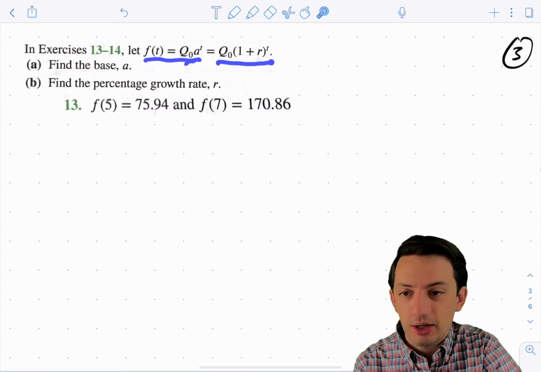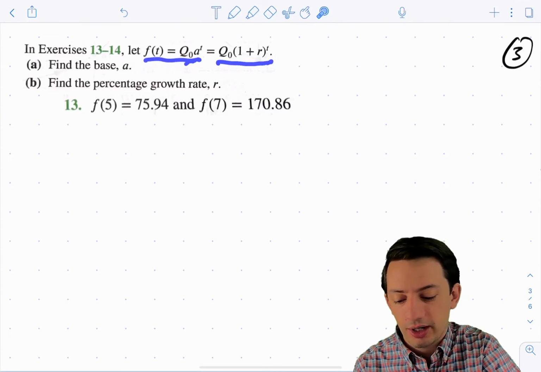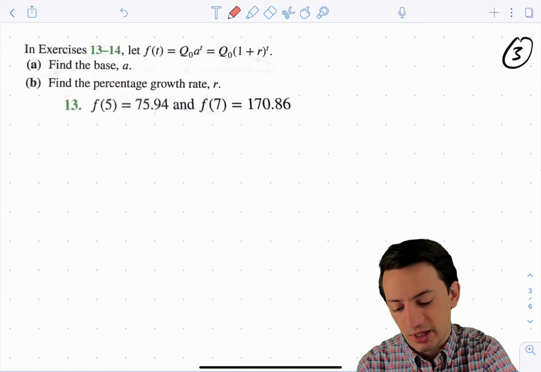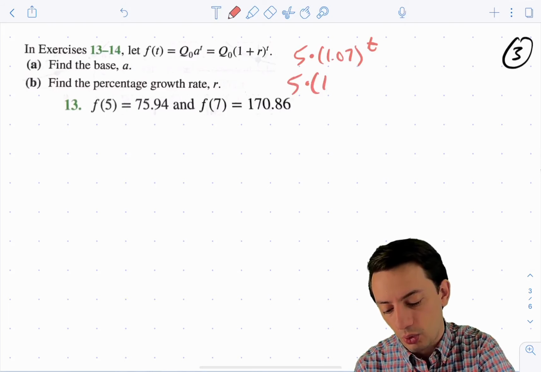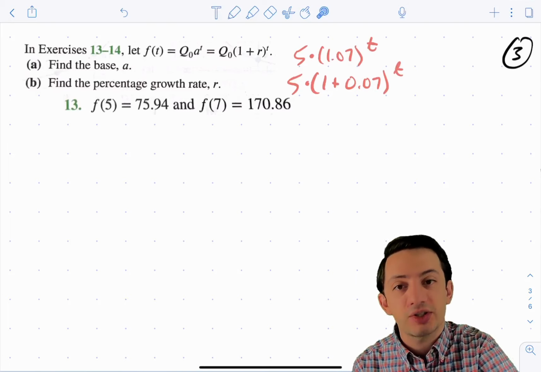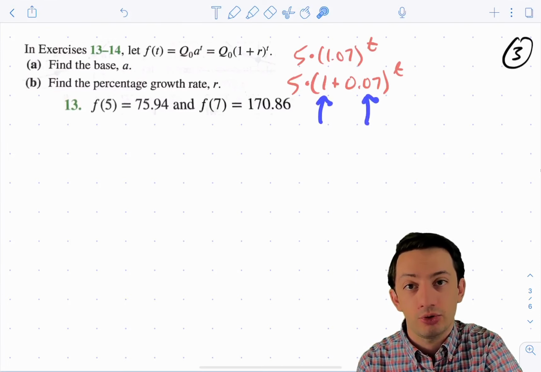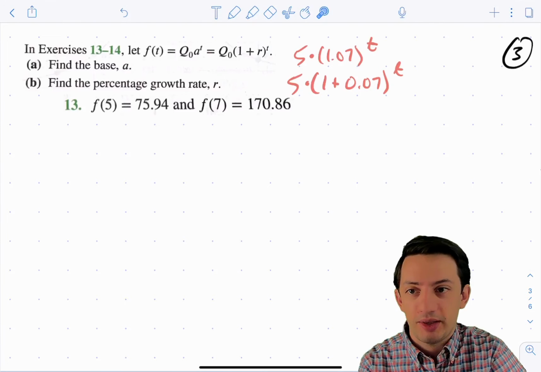Now, they're making a point here that they also want you to think about the a as being 1 plus r. Just to clarify what they mean, we had an example a couple slides ago like 5 times 1.07 to the t, I think. They're saying you can think about that as 5 times 1 plus 0.07 to the t. And that's only just to emphasize that 1 is like your base, and then 0.07 is how much you grow. You're growing by 7%. OK, so don't be too confused by that.